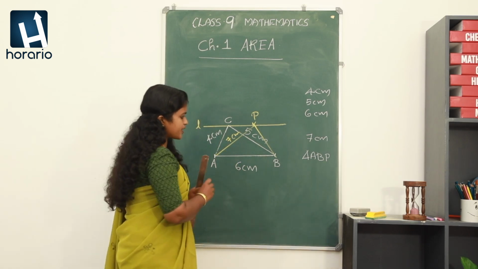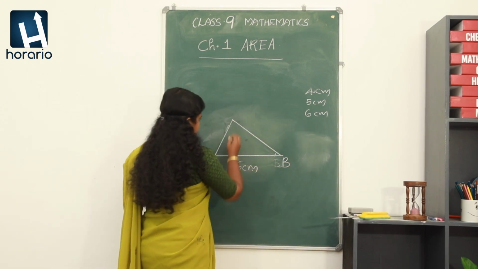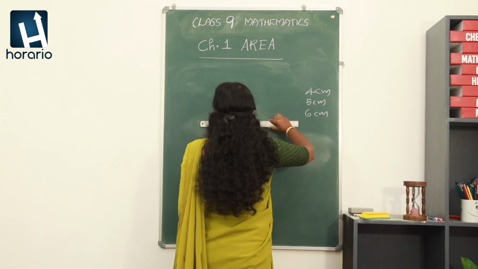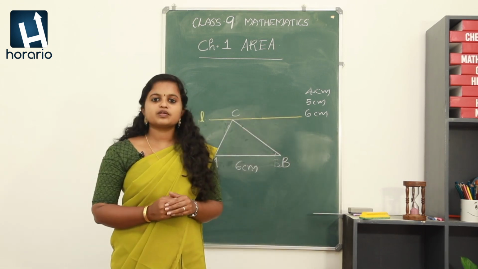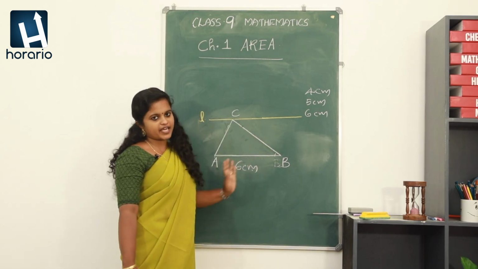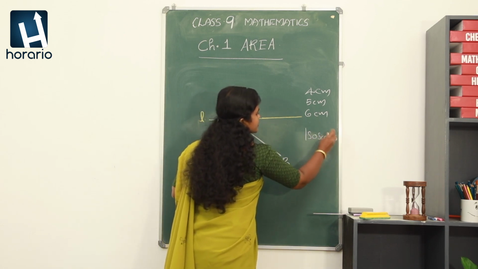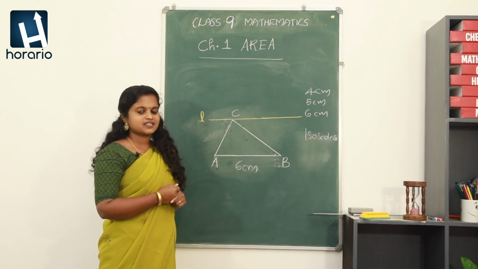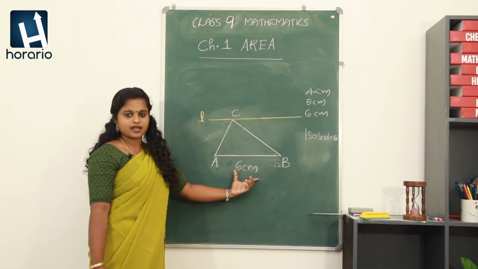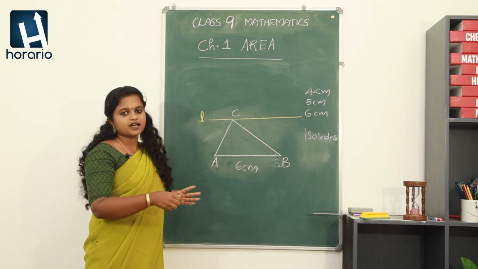So our question was to construct an isosceles triangle which has the same area as that of triangle ABC. Remember, we need to construct an isosceles triangle. Isosceles triangle means any two of the sides should be equal. We are not supposed to change the base either. It should have the same base, but it should be an isosceles triangle.